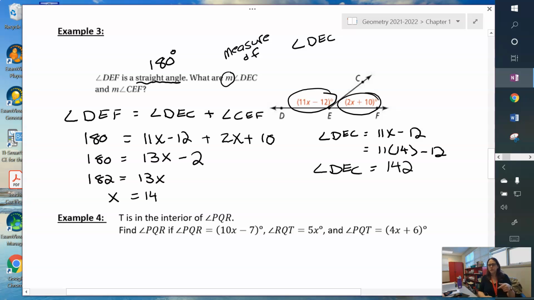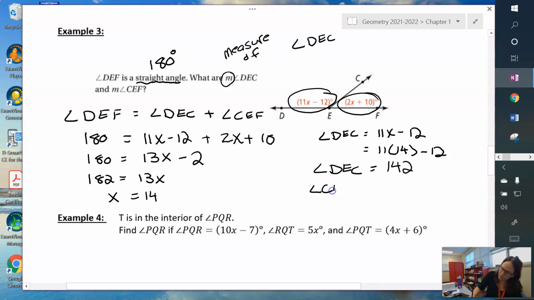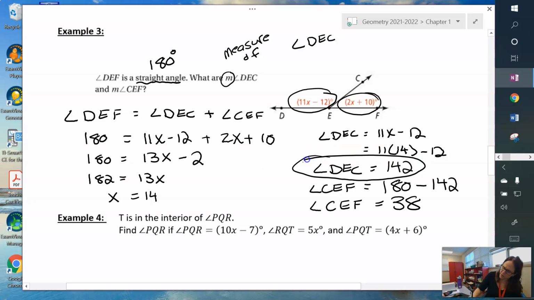And you now have your choice. You can plug in x to 2x plus 10, or you can subtract from 180. So angle CEF, I'm going to do the subtraction, is 180, because that's my whole big angle, DEF, and I'm going to subtract away angle DEC, which is 142. And when I do that, angle CEF equals 38. So there's my answers, 42 and 38.